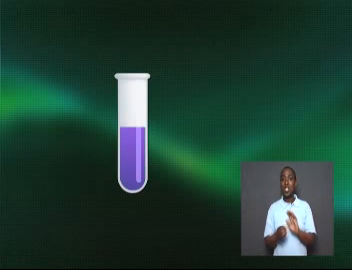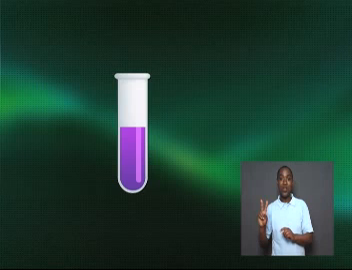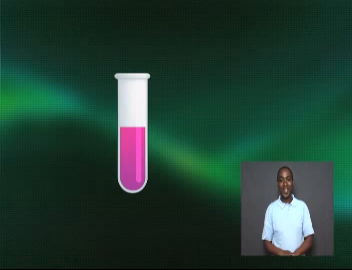The Biuret reagent is added to the substance in a test tube. The reagent turns from blue to violet in the presence of proteins, and from blue to pink when combined with polypeptides. The intensity of the color is directly proportional to the protein concentration of the solution.